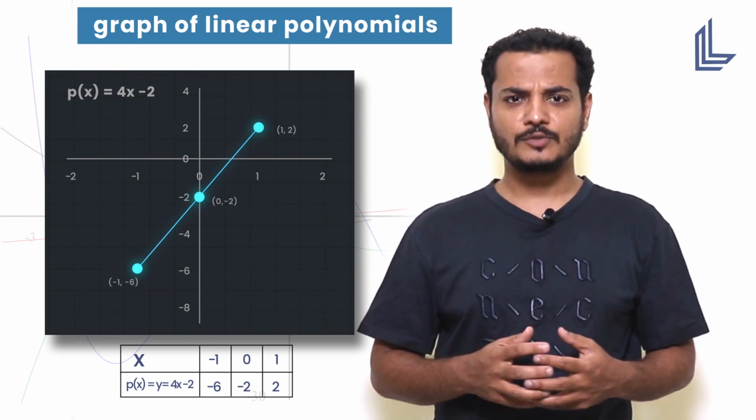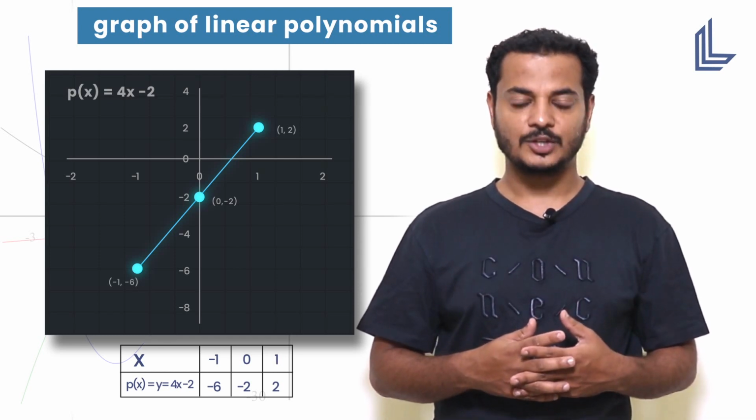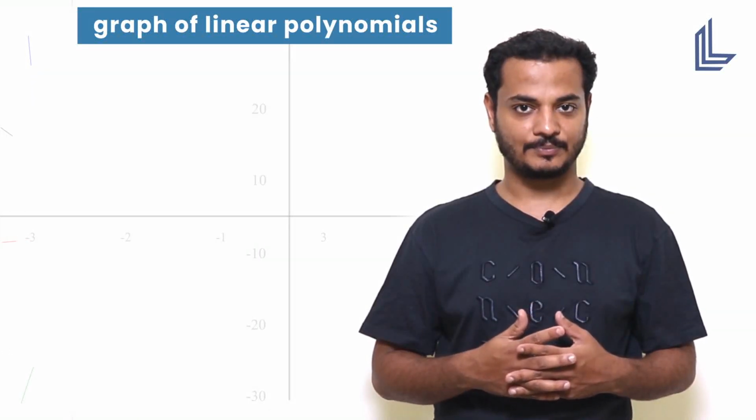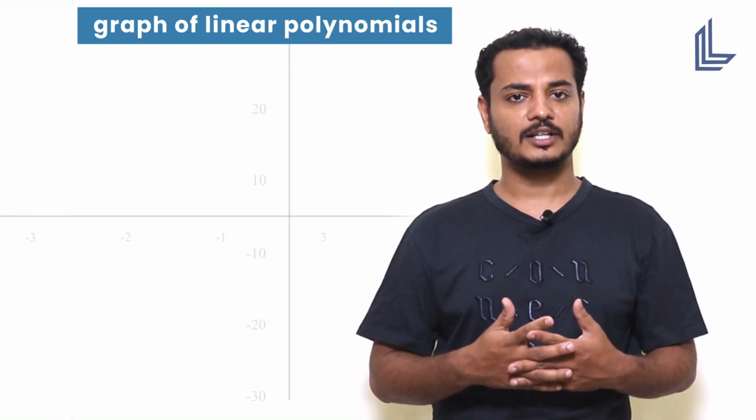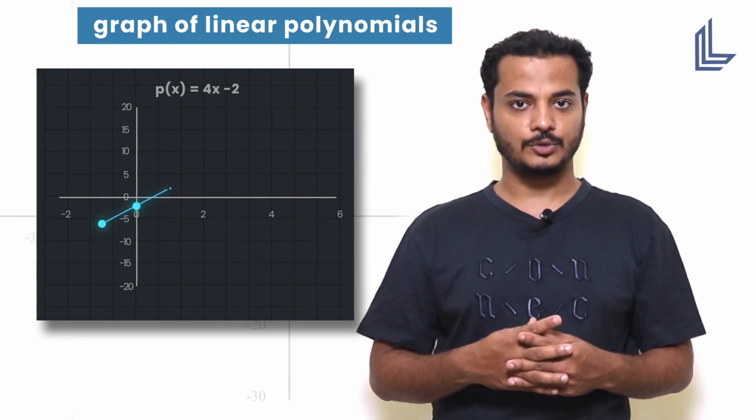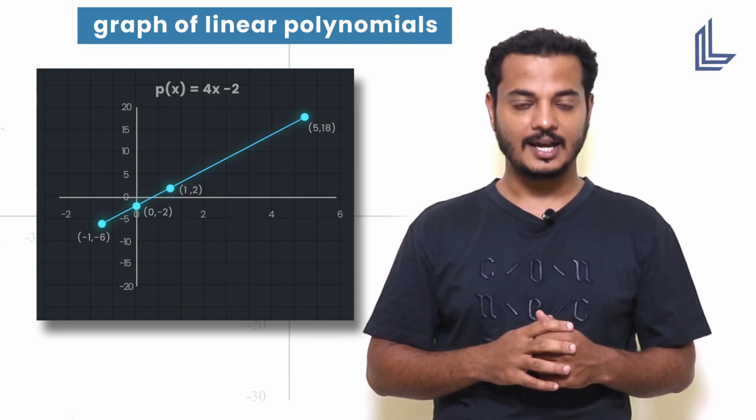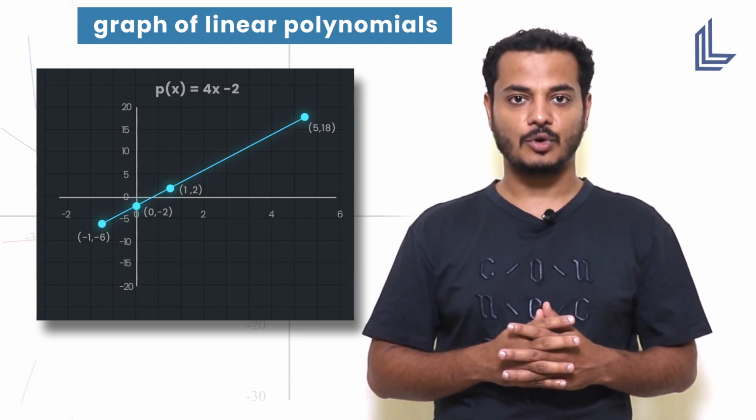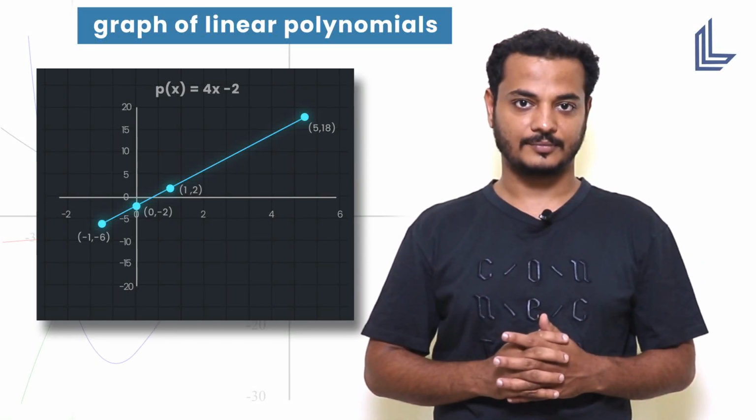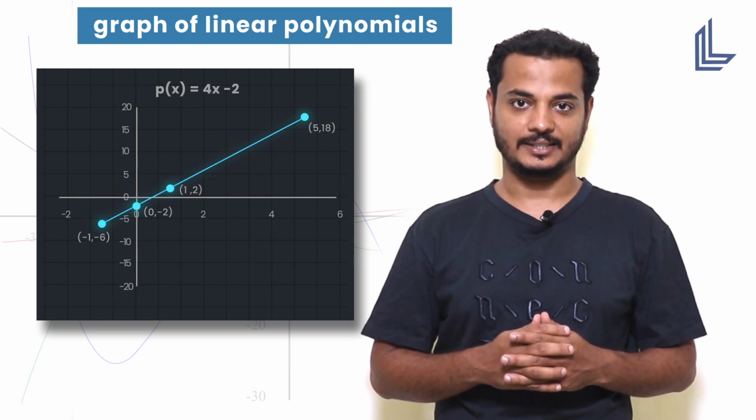So what's the advantage of drawing a graph? The advantage of drawing a graph is that you can find the value of p of x for any desired values of x. For example, let's say you want to find the value of p of x when x is equal to 5. All you have to do here is to extrapolate this line that you just created and see the value of p of x when x is equal to 5. When you do that, you will get the value of p of x as 18.